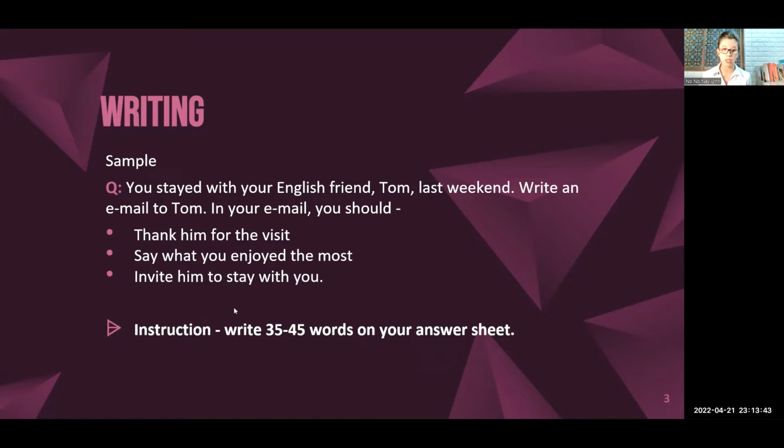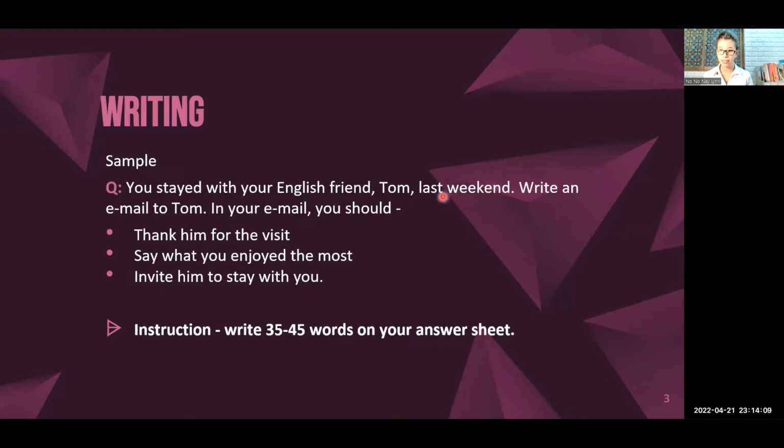So this is the general instruction on what to do in this type of task. The main points here in the question: it says you stayed with your English friend. So this statement is actually a general scenario of what you have done. According to the time frame, it's last weekend.